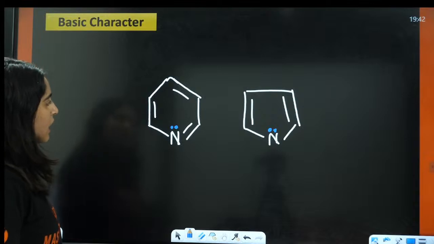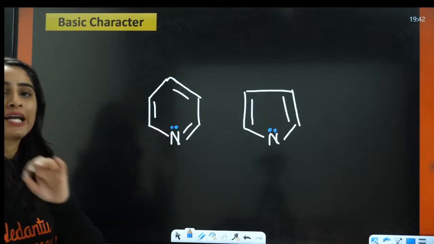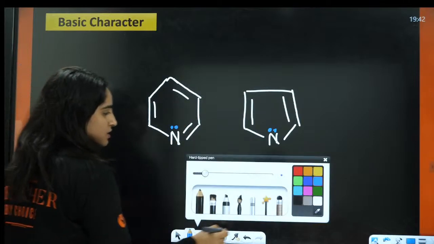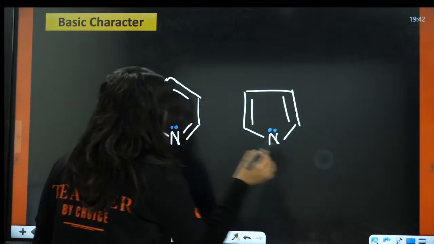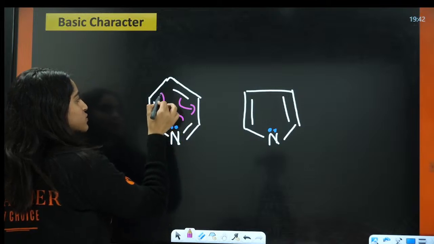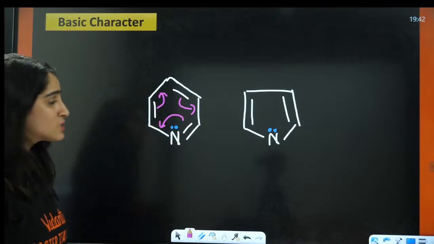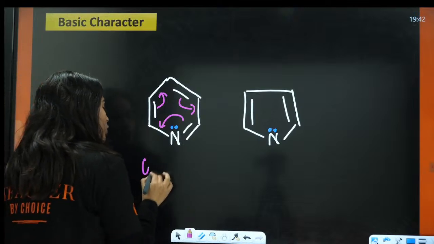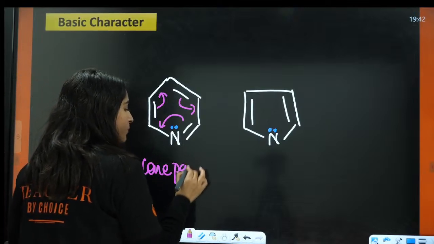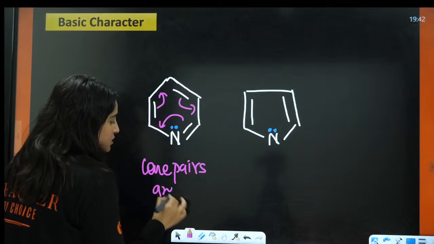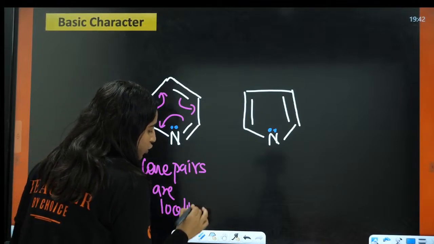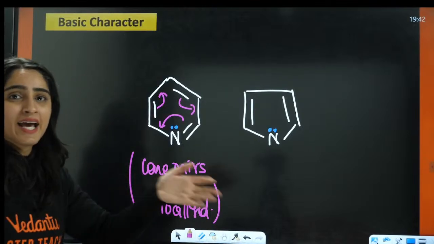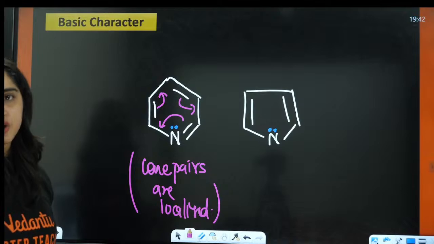Okay. These lone pairs are not involved in the resonance. As you can see, the resonance is between these double bonds. This lone pair is not involved in the resonance. That means lone pairs are localized here. They are not going here and there. They are just sitting in one position.